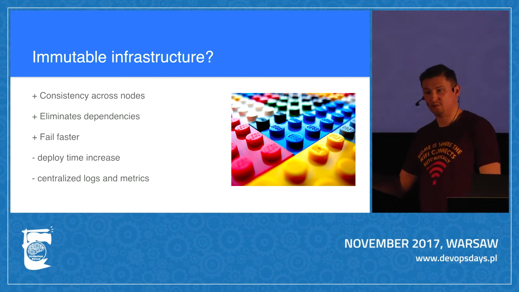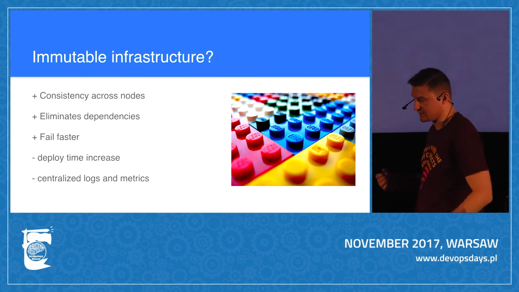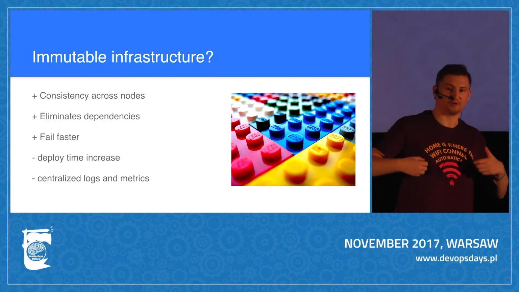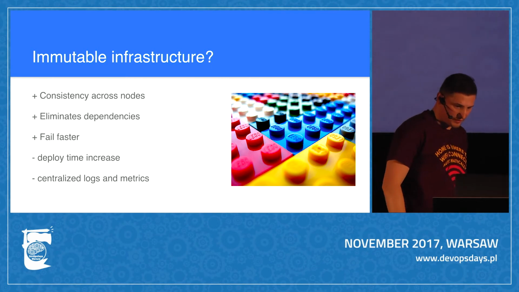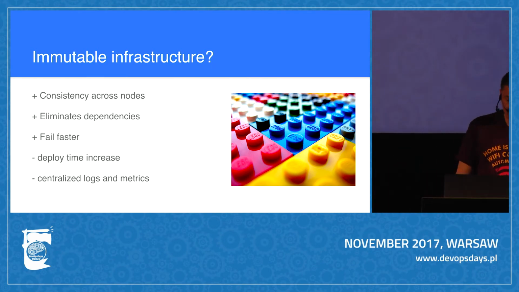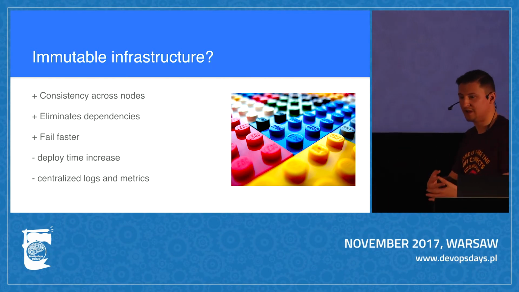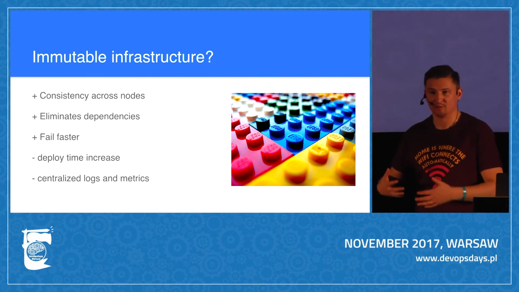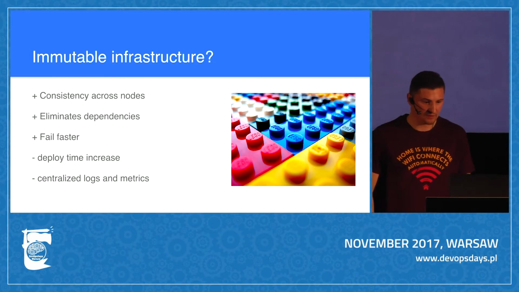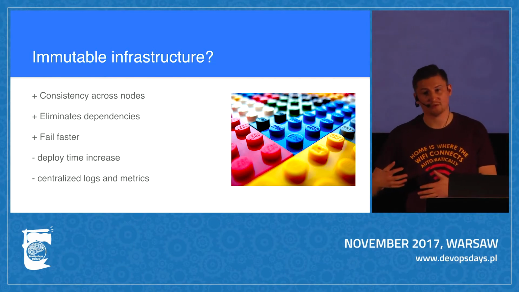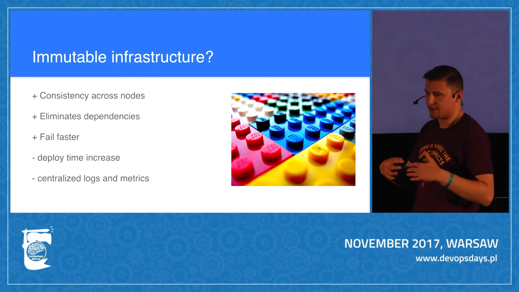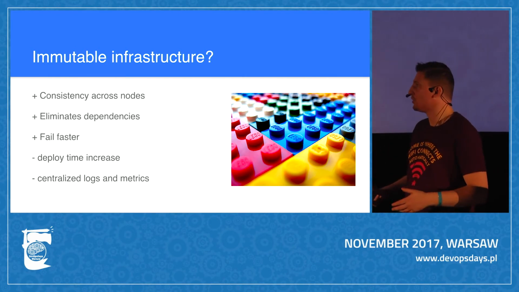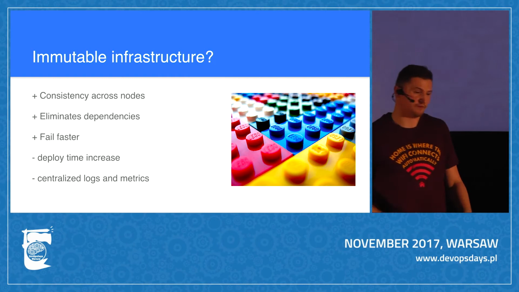We also fail faster because we can detect problems during the build of the image before putting it to a newer version. For the cons, we will increase our deployment time, usually due to the building time of the new images. And we also have our objects up and gone. So we have to be prepared to have centralized logging and metrics for all of the things.